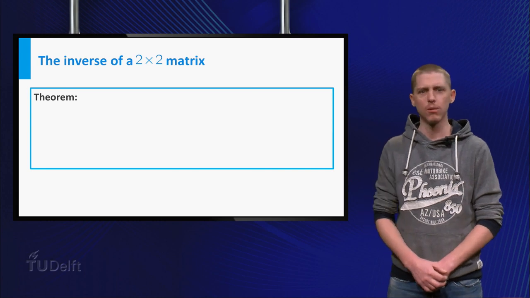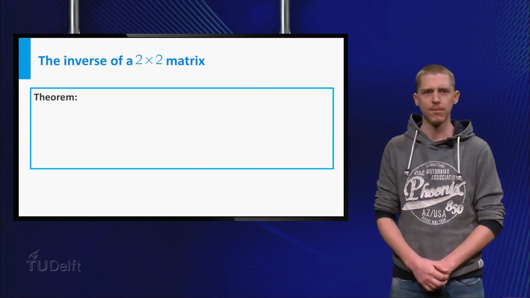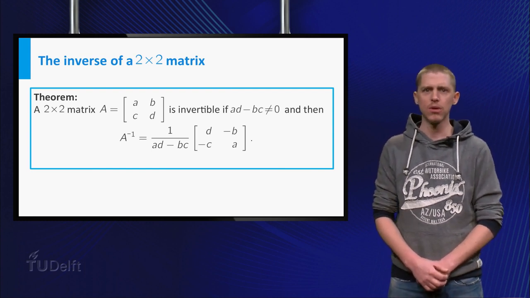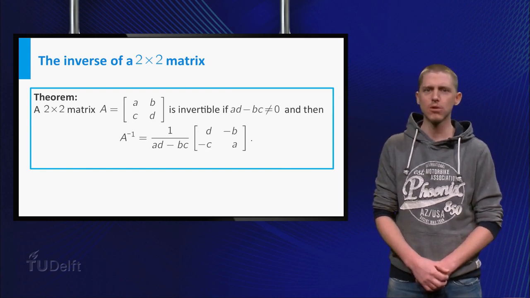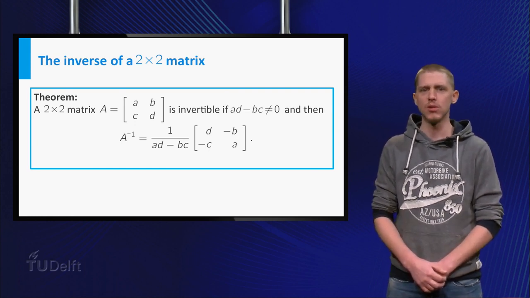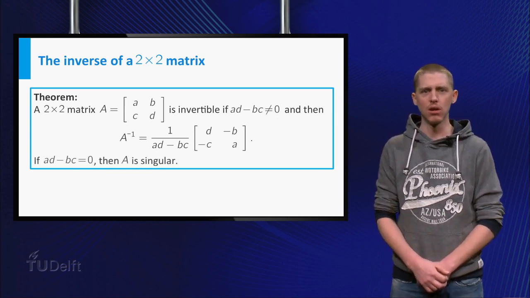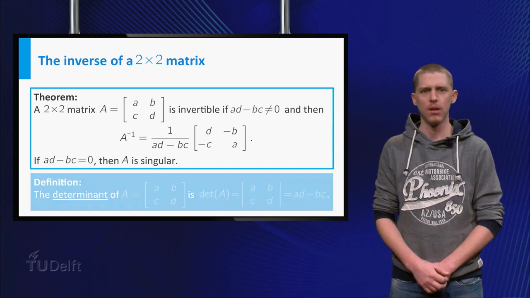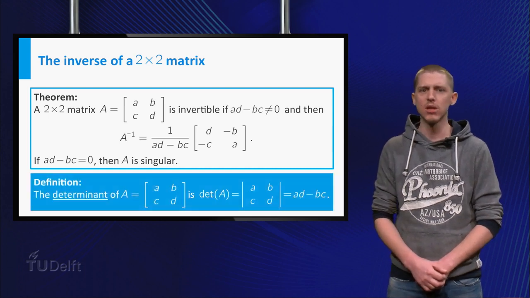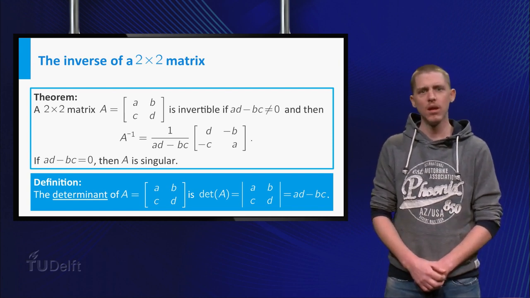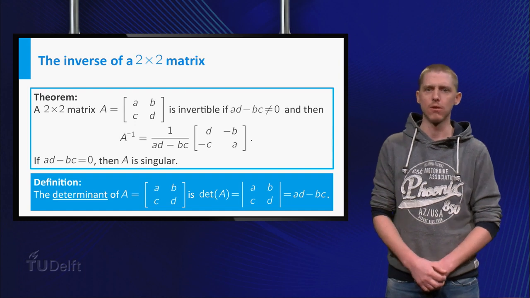We can formulate the result from previous manipulations as a theorem. A 2 by 2 matrix A given by a, b, c, d is invertible if a times d minus b times c is unequal to 0 and has inverse 1 over a times d minus b times c times d, minus b, minus c, a. If a times d minus b times c is 0, A is singular. Because a times d minus b times c is an important number, we define this number as the determinant of A. Now you know when a 2 by 2 matrix has an inverse.